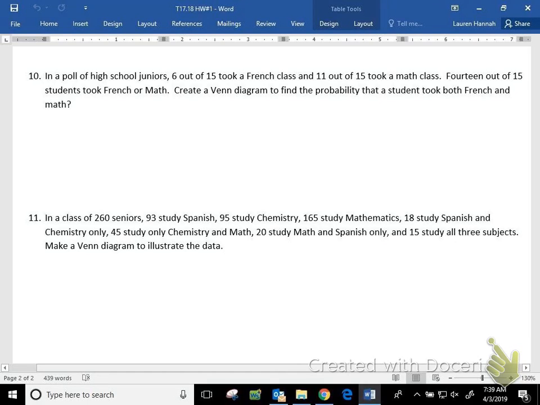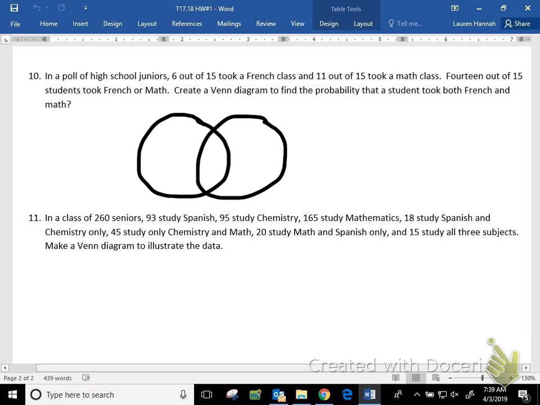All right, I wanted to walk through number 10 quickly here. We know that we have a Venn diagram with just two events. One of the possible outcomes is being in French class, and the other outcome is being in math class. And also, I gave you some specific information about those probabilities.